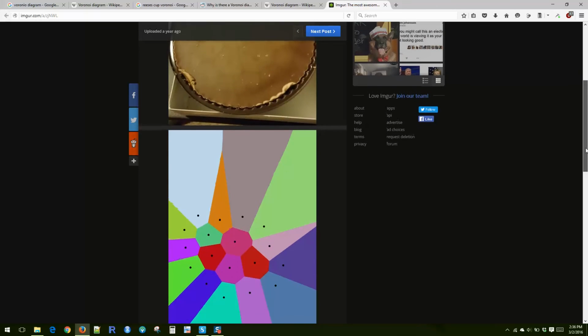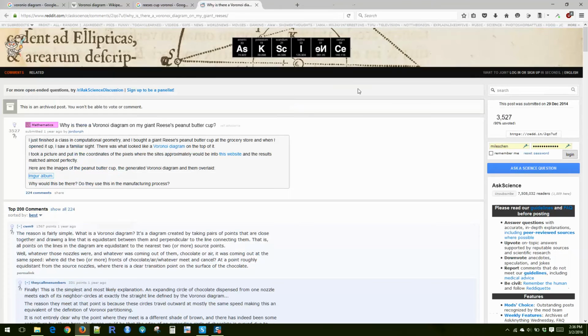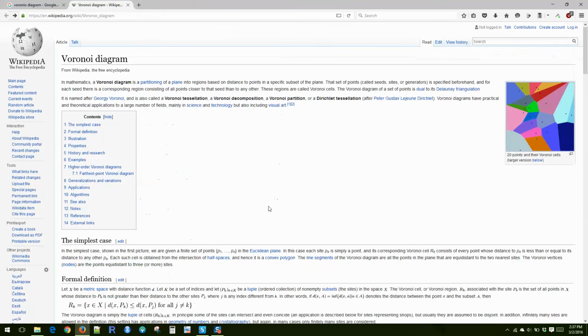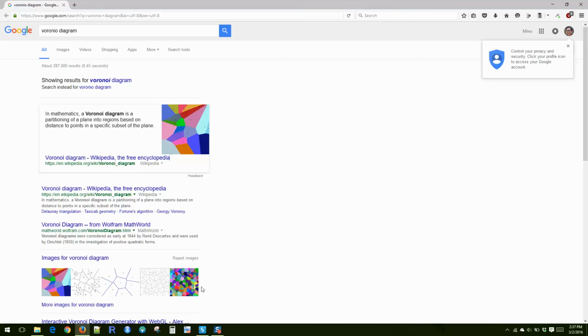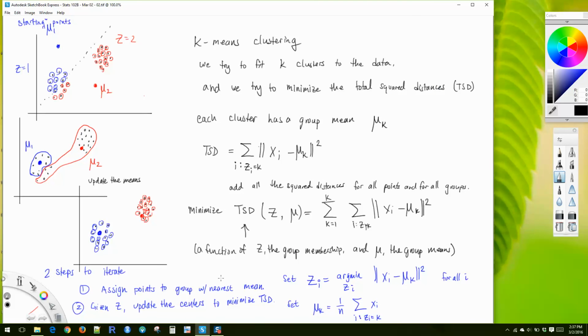That's cool, right? All right, so anyway, that's a Voronoi diagram, and basically k-means clustering takes your initial starting centers, partitions your space based on that, then reassigns. Once it reassigns those centers, it recalculates the mean, and it does that repeatedly, okay?